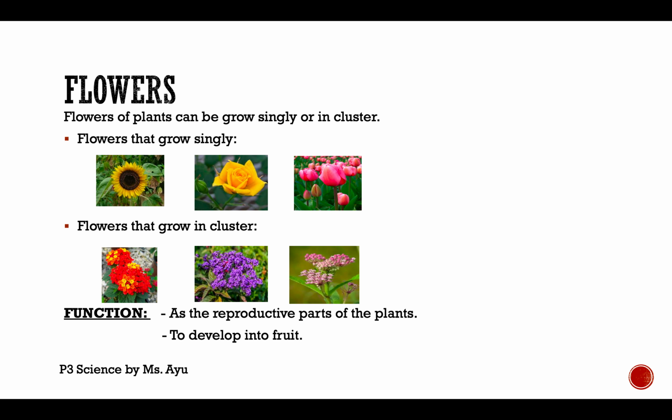Flowers. Flowers of plants can be grown singly or in clusters. So here are examples of flowers that grow singly. And we also have flowers that grow in clusters. So in one branch, we have more than one flower. The function of flowers itself is to develop into fruits, and they also serve as the reproductive parts of the plants.